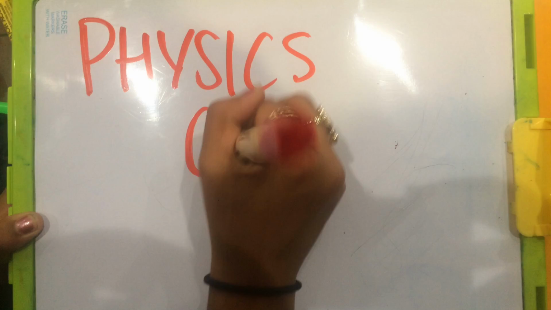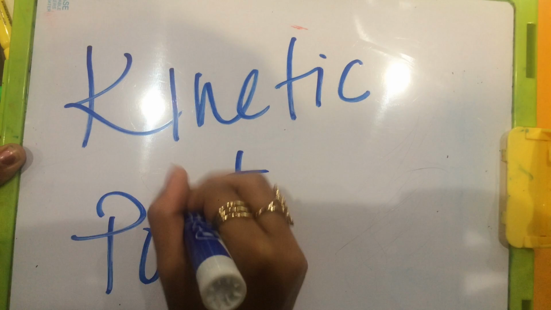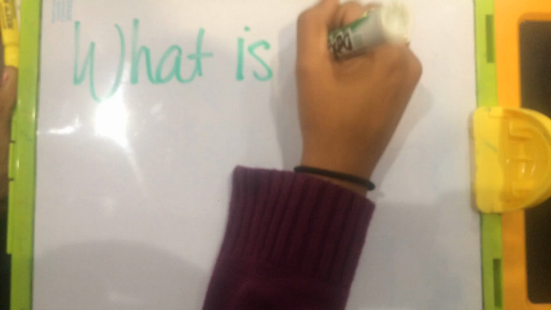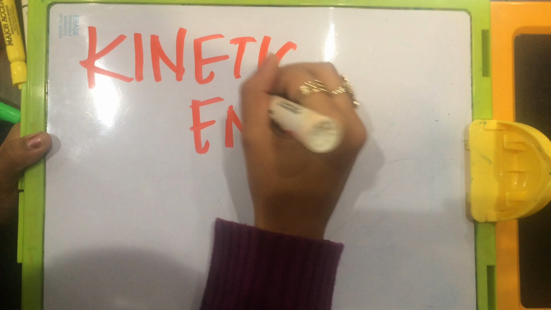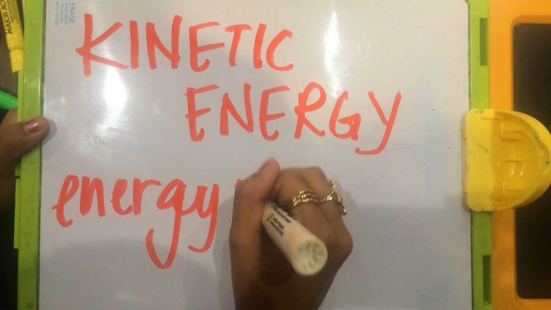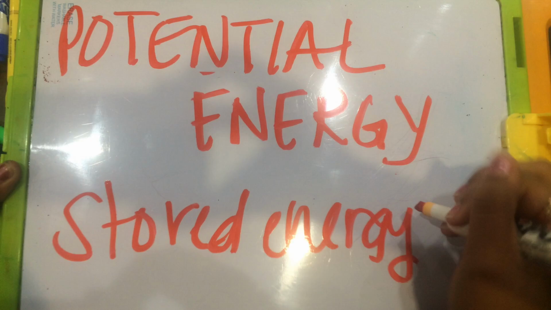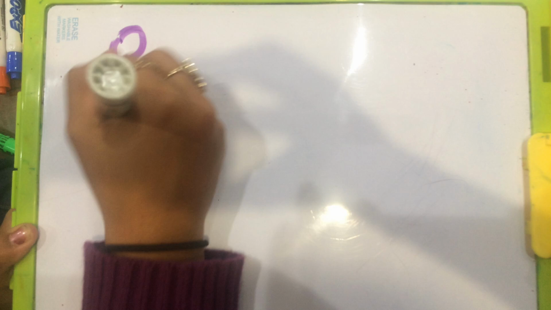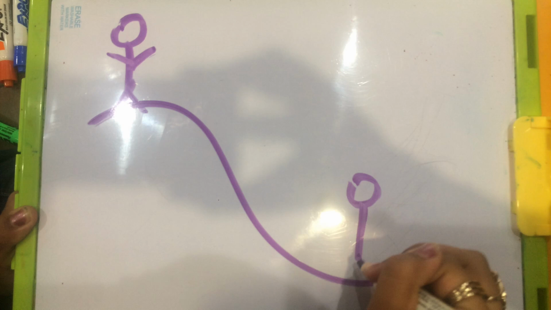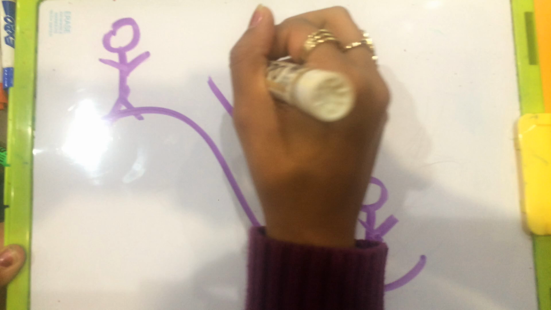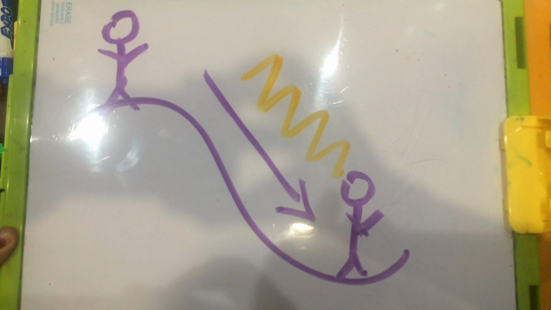Welcome to our physics circus project about kinetic and potential energy. So what is kinetic energy? Kinetic energy is the energy in motion of an object, whereas potential energy is the stored energy of that object when it's at rest. The conversion of these energies can be used to perform a certain task, such as fueling a person to move a certain distance.